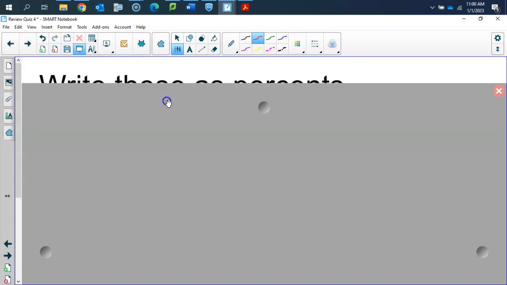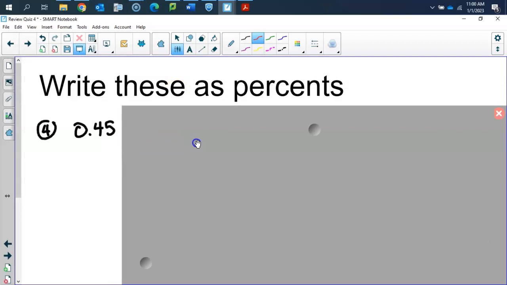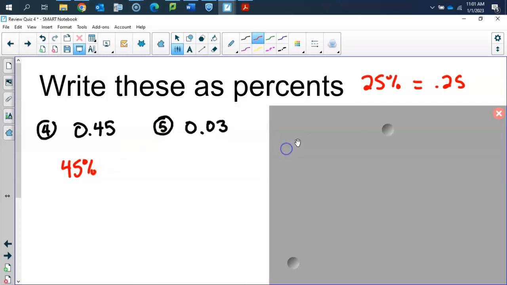All right. Now we have decimals, and I want you to change them to percents. Go. Well, we're doing the exact opposite of what we just did. 25% is 0.25. To go from a decimal, which is what we have, to a percent, we move it 2 to the right. So if I move this 2 to the right, it would be 45%. Now, make sure you write your answer with a percent sign. Number 5, go. Move this 2 to the right, it'll be 3%.